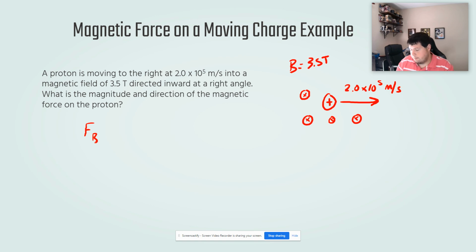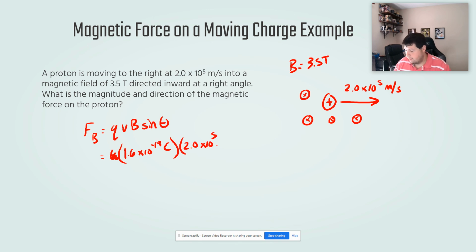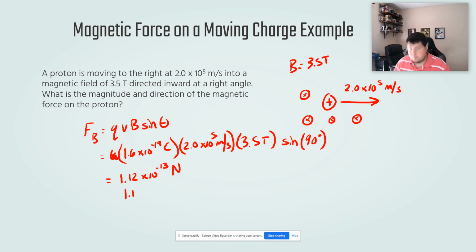So magnetic force, F sub B, is equal to QVB sine of the angle theta. I would use here the charge of my proton, the charge of a proton being 1.6 times 10 to the minus 19th coulombs. The V is the speed of my charge, 2.0 times 10 to the 5th meters per second. And lastly, B is my field strength, 3.5 Teslas. I could include my sine of the angle, but because this is at a right angle, which is typical, this is going to be at 90 degrees. So what would be my magnitude? Do that in your calculator. When I did that, I got a force of 1.12 times 10 to the minus 13th newtons, or rounding for sig figs, 1.1.